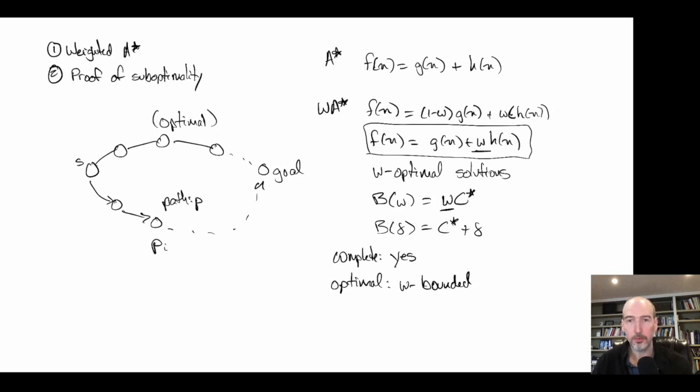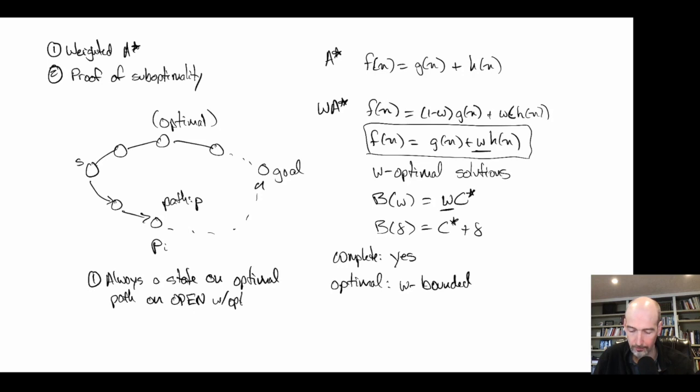And what we're going to assume here is, and in fact we know this, especially when we're doing re-expansion, let me say this quickly. I'm not necessarily going to write it all out here, but what we want is this property. Okay, let me write this down though. One is that there's always a state on the optimal path on open with optimal cost.